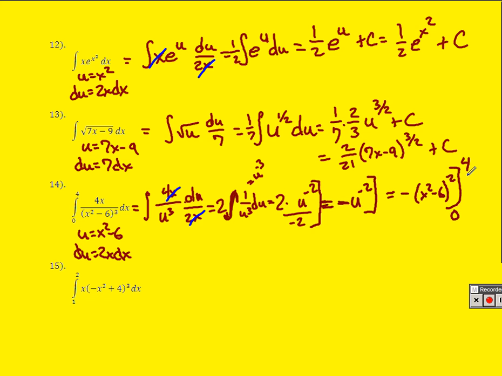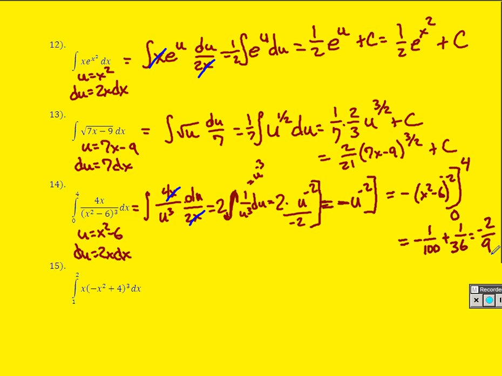When I do that, I should get plugged in a 4 here. 16 minus 6 gives me a 1 over 10 squared, 1 over 100, and then subtracting, well really adding, because I got to subtract a negative, that'll become negative 6, so 1 over 36, which gives me an answer when I do this. When I simplify it out, I should get negative 2 over 9.